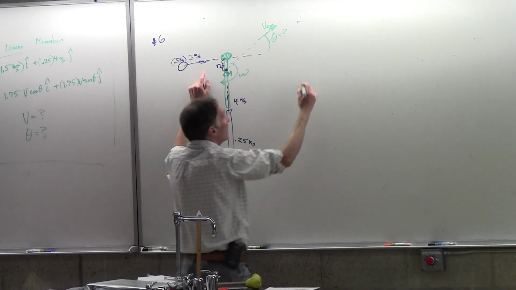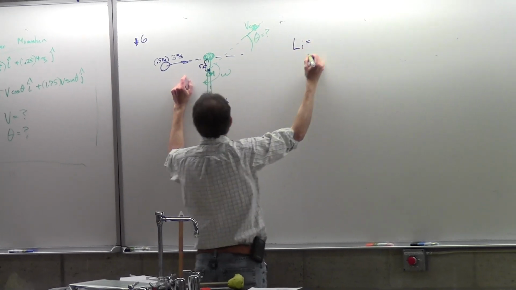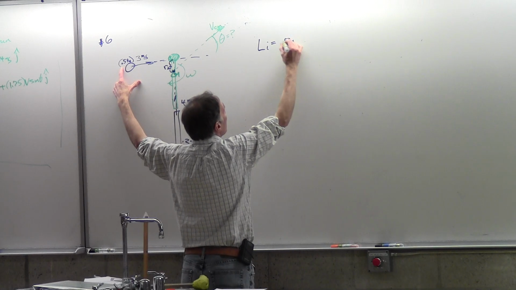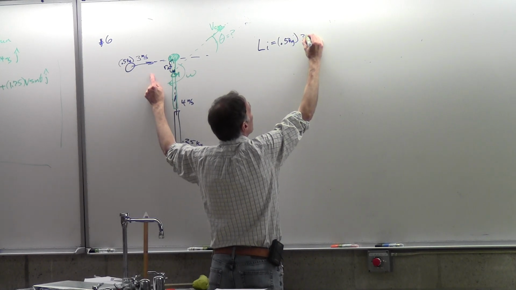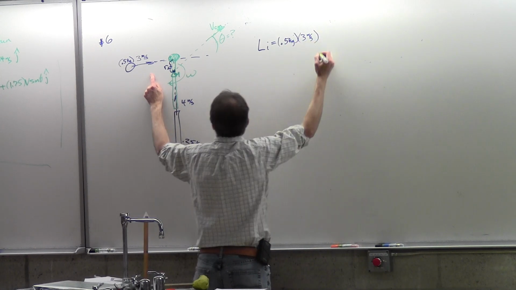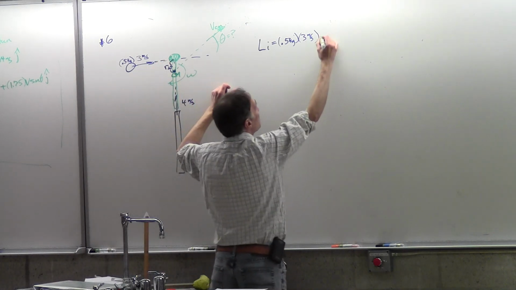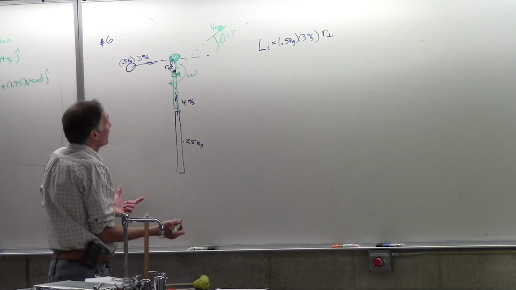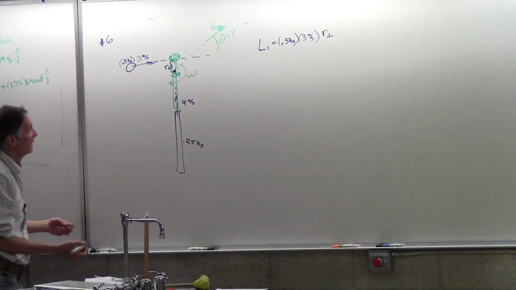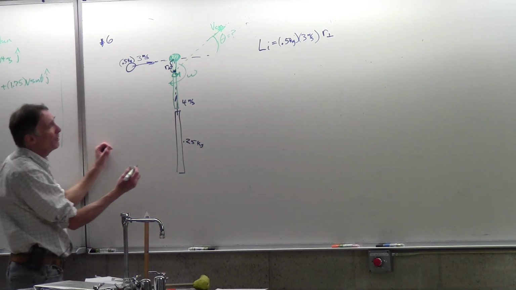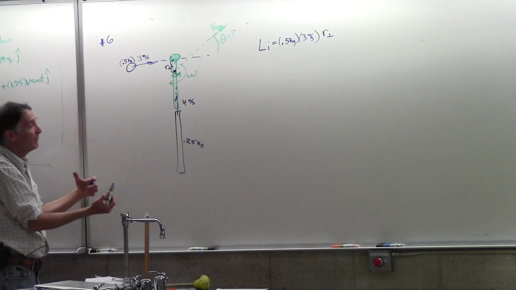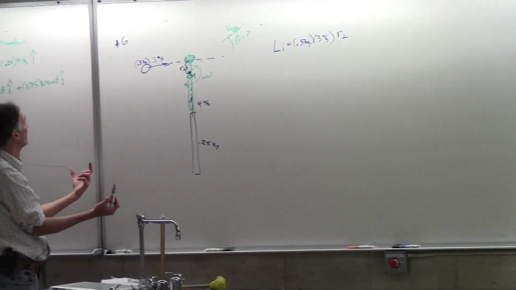So the initial angular momentum of this thing is going to be 0.5 kilograms times v, 3 meters per second, times r, let me just put it as r perpendicular. But I need to find out what that is. So what is r perpendicular? In order to figure that out, I need the center of mass. So you have to calculate where the center of mass is.